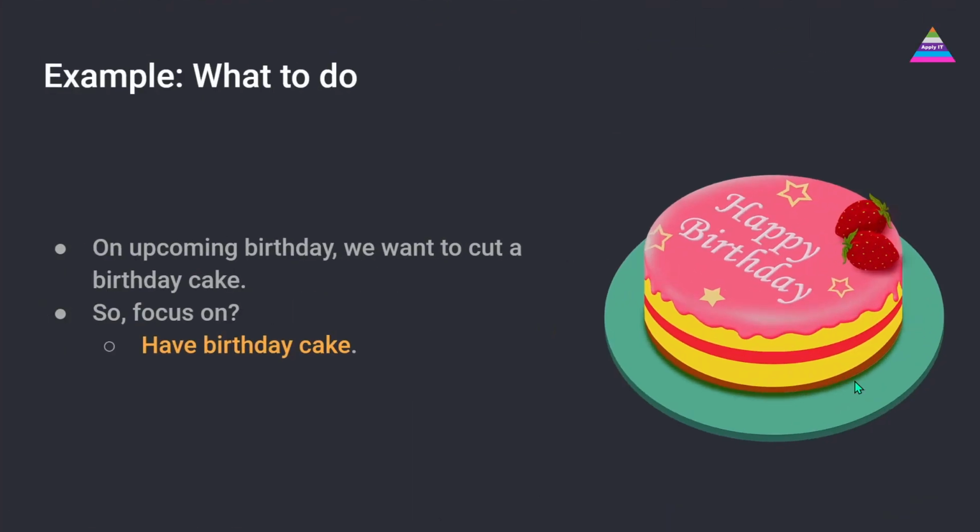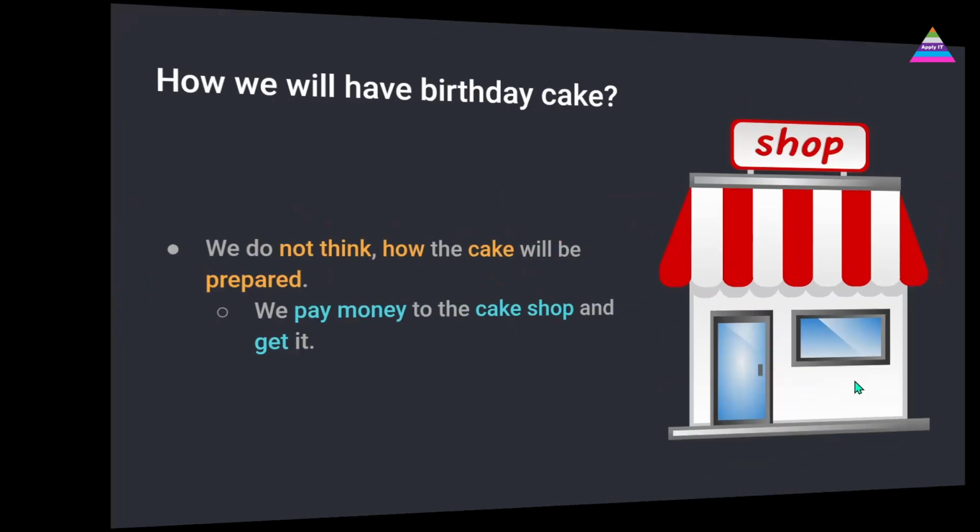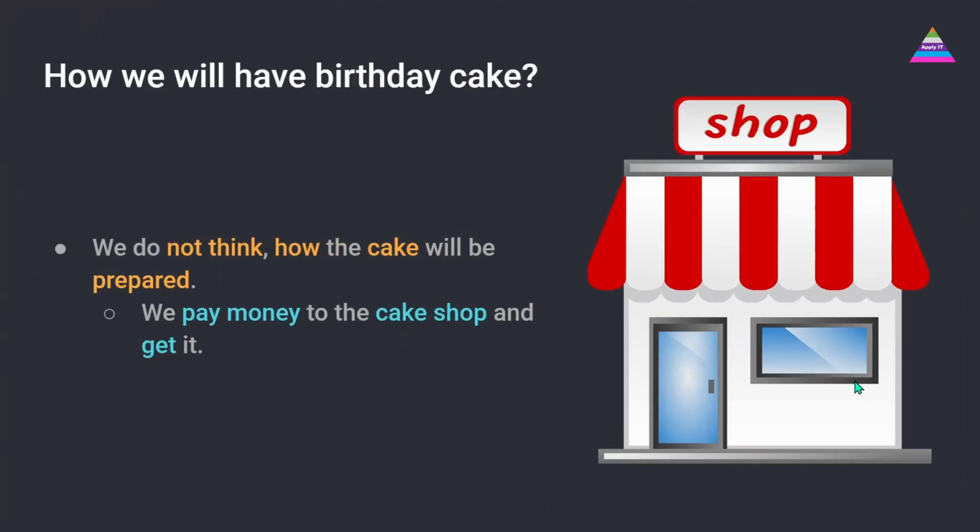Let's consider it using one example. Suppose on your birthday you want to cut a birthday cake. Your focus is you want a cake. Anyhow you want a birthday cake. This is an example of what to do. Because we are focusing on anyhow wanting a birthday cake, in this situation do we need to think about how that cake will be prepared? No, we just pay money to the cake shop and we get it.